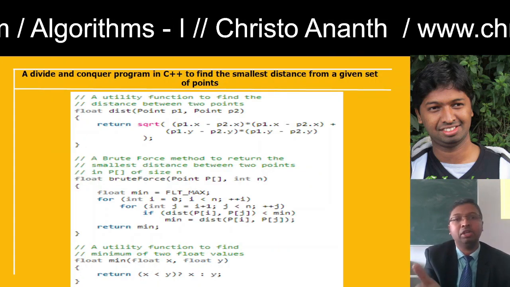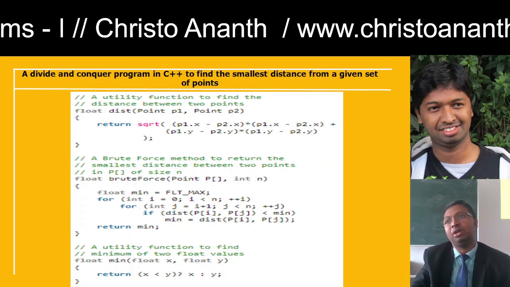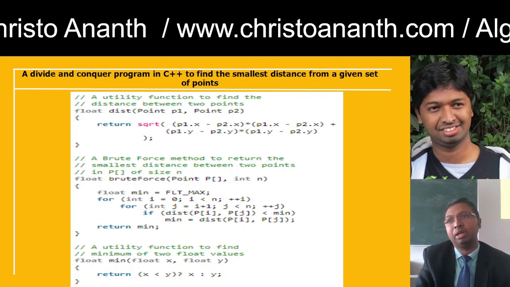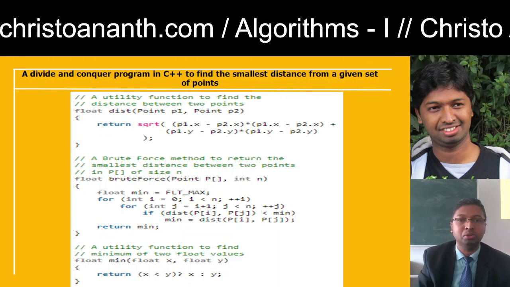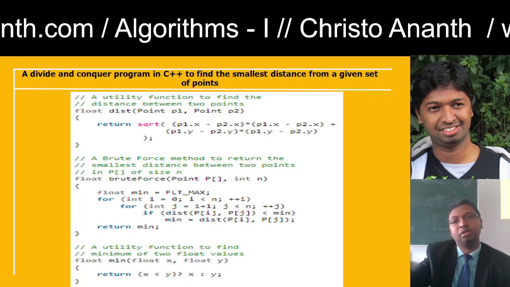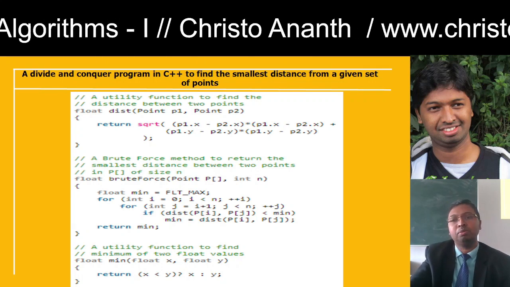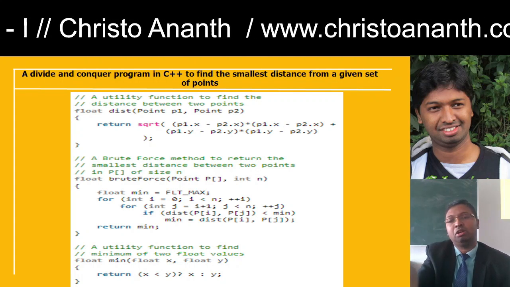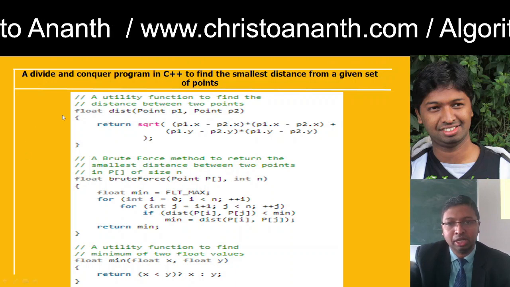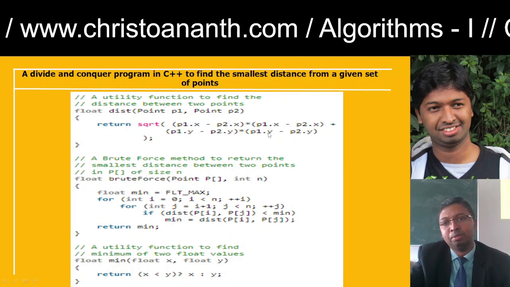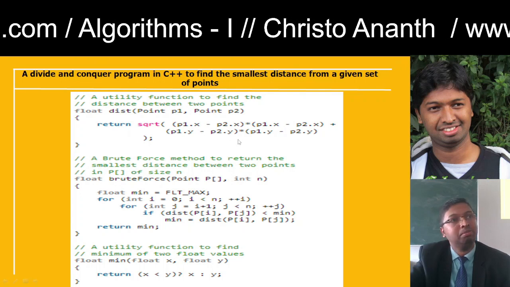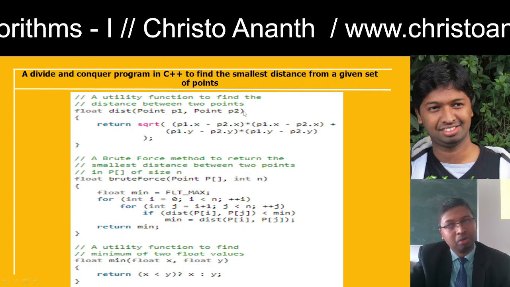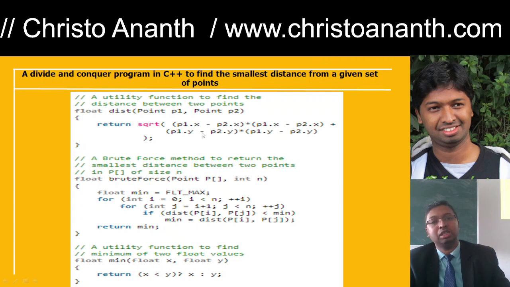Okay. Then you have a utility function, the formula we discussed in the beginning. So float distance, Point p1 and Point p2, returns the square root of x1 minus x2 the whole square plus y1 minus y2 the whole square. So you are going to compute that mathematically: p1.x minus p2.x multiplied by p1.x minus p2.x, plus p1.y minus p2.y multiplied by p1.y minus p2.y. Whatever we computed mathematically, that we are going to return.